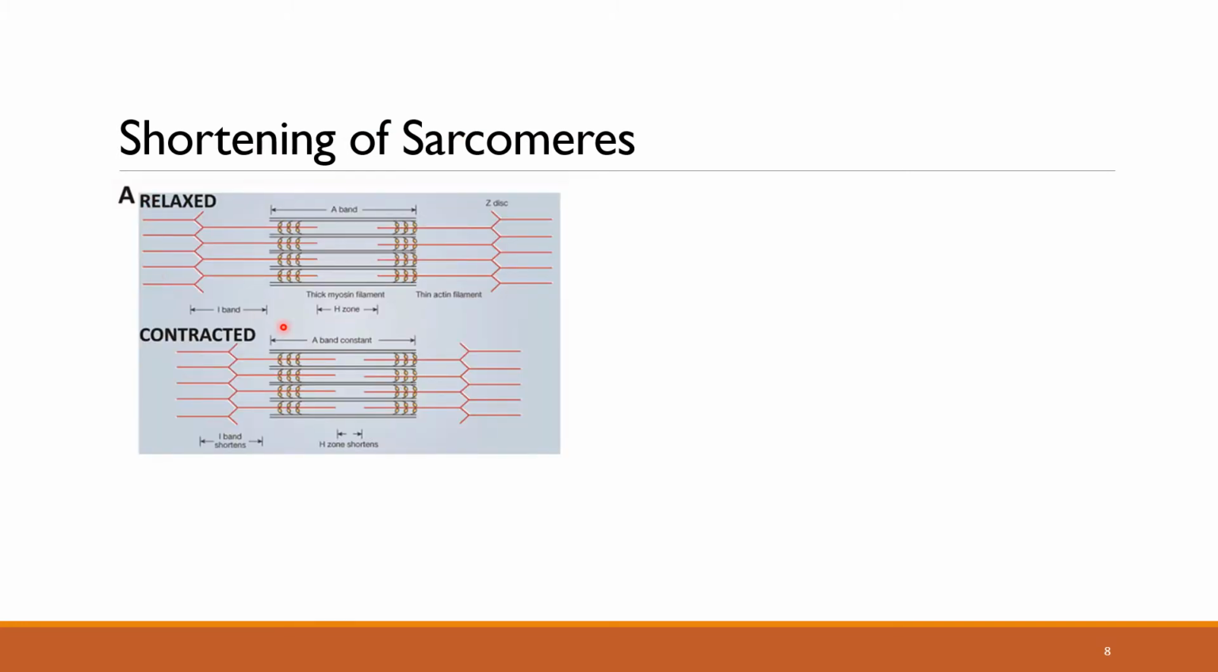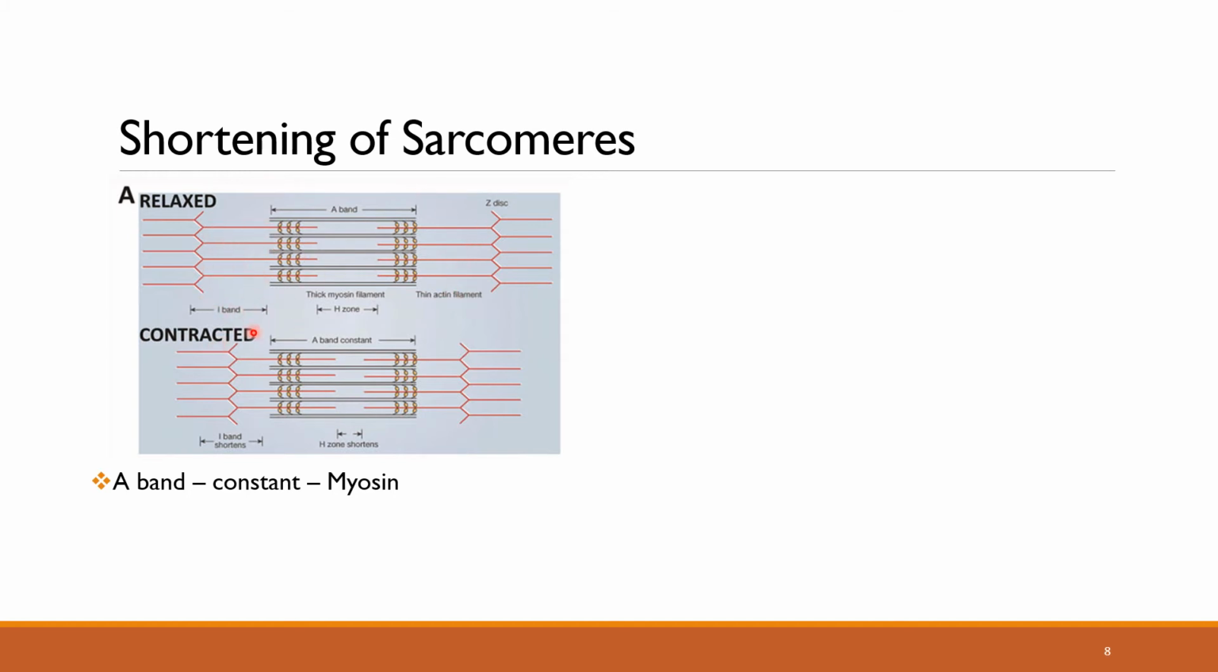So this picture shows how the sarcomere looks when it is in the relaxed state and what happens when the contraction happens. So in the relaxed state, the centralmost band is the A band, like I said in the previous slide, which is made up of myosin filaments, and the I bands are made up of actin filaments.